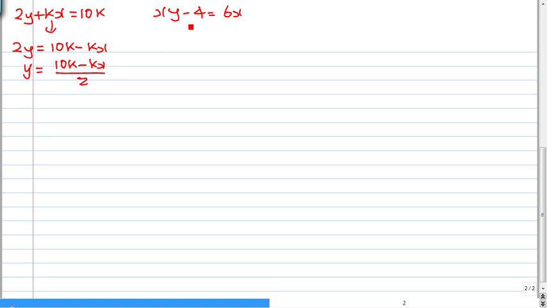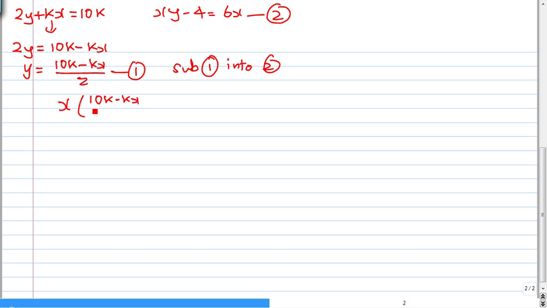And we know that the other equation goes like this: xy minus 4 equals 6x. Can we substitute this 1 into 2? Okay, so we sub 1 into 2. Okay, x times y, where y is 10k minus kx over 2, minus 4 equals 6x. Okay, can I multiply by 2 throughout? I want to get rid of this denominator 2.